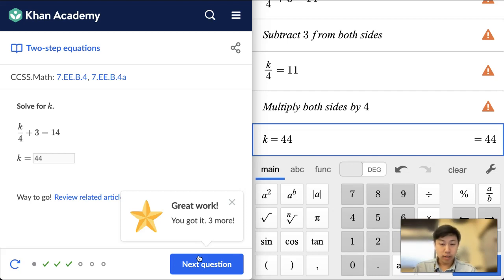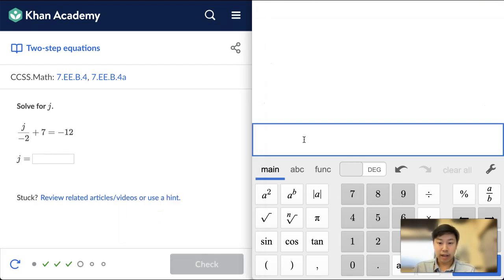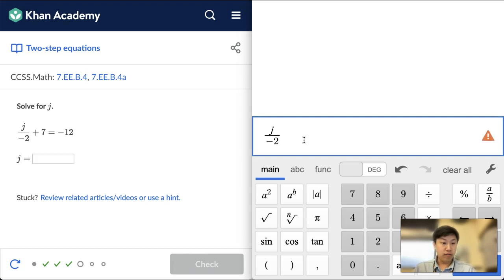Okay, last one. Again, with all these videos, use what you need. Okay, so pause and rewind. Here we have j divided by negative 2 plus 7 equals negative 12. Okay, so I like this one because we have a lot of negatives. Let's practice with our negatives. This will be good.